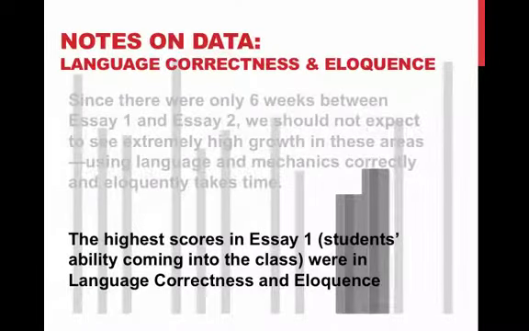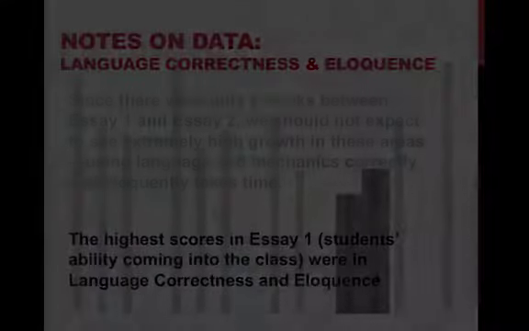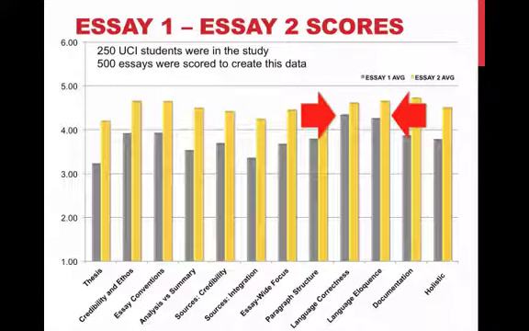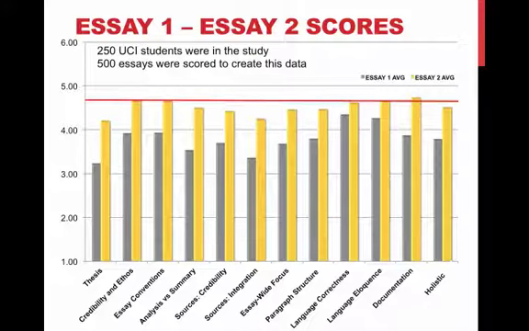Also, if we go back and look at what were the highest scores that students had coming in, they were in language correctness and eloquence. And you'll see here between the 2 red arrows that the gray bars for language correctness and eloquence are higher than all the rest. But by the time our students finished Essay 2, their language and eloquence were up amongst the highest scoring rubric categories that we had.